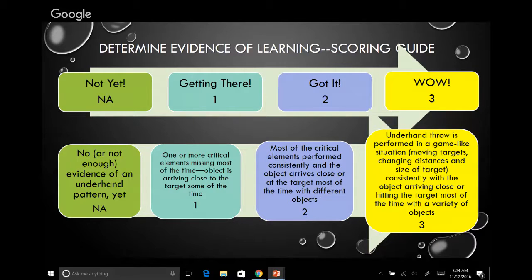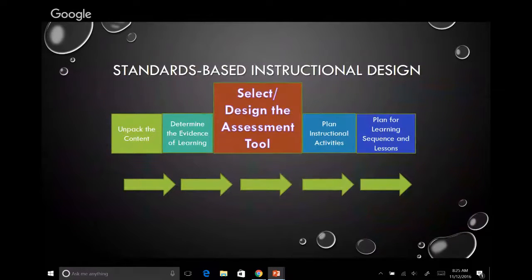And then got it, most of the critical elements are performed consistently and the object arrives close to or at the target most of the time with different objects. And then, oh wow, gets far more complex and it's a more dynamic situation and there's changing targets and maybe the targets are moving. So once we've determined that evidence, then we need to select or design an assessment tool.